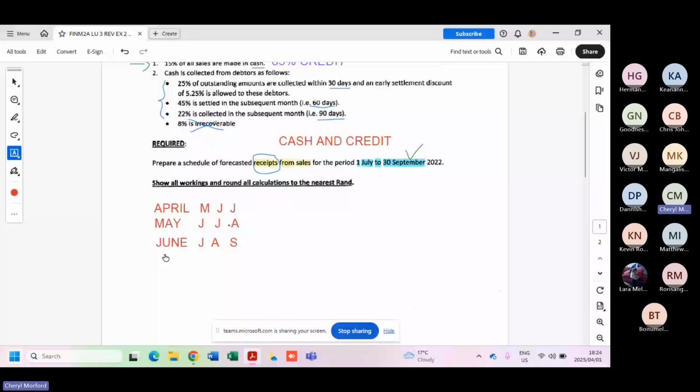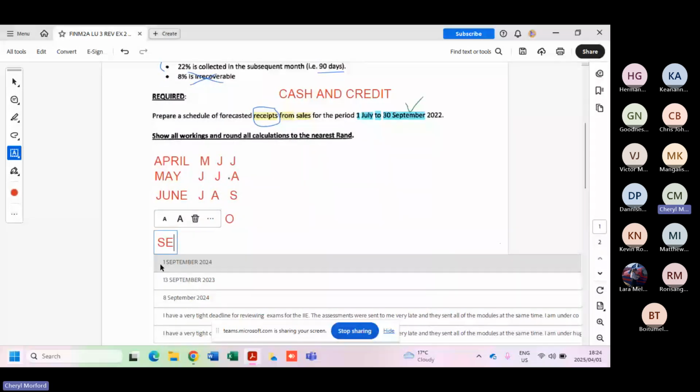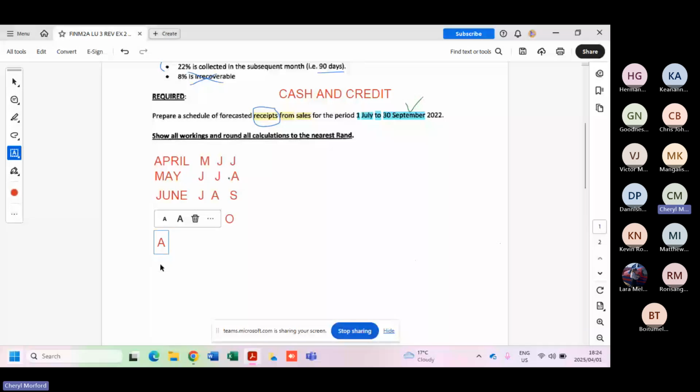Stop typing. We're going to do July. And when do we collect the money? Starting a month later, August, followed by September, followed by October. Next up, sale takes place in August, I skipped one. Following that same payment history, starting in September, then October, then November.